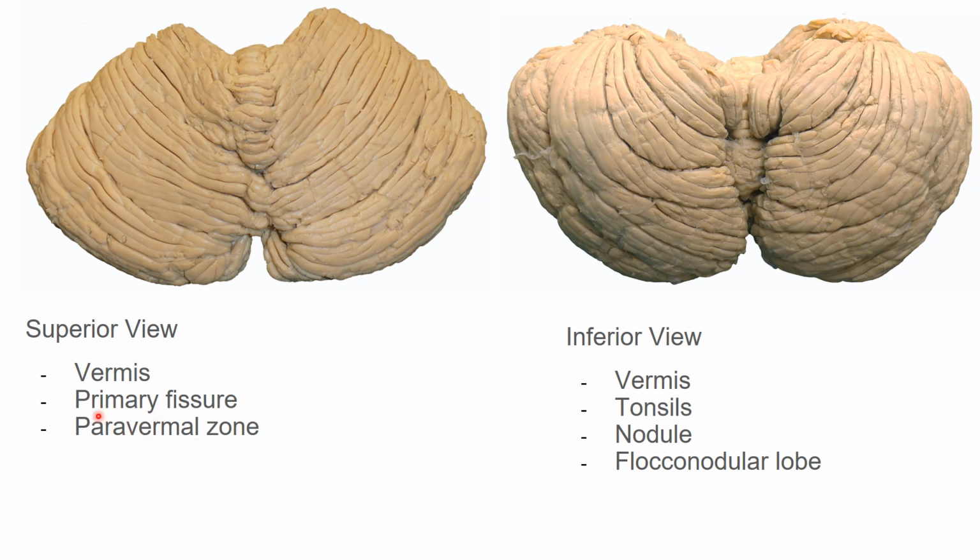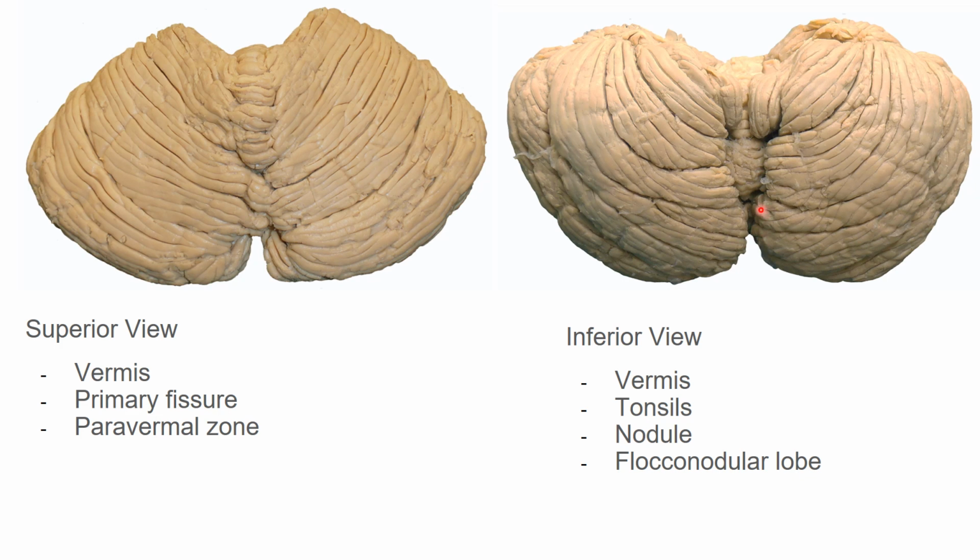Lastly, the primary fissure is a little bit difficult to see here, but it's going to be this fissure running right here. This primary fissure is separating, again, the anterior lobe from the posterior lobe. Now, if we look from an inferior view, we have a few more structures that we can identify. The first is the vermis, which is running right down the middle. So there goes your vermis.